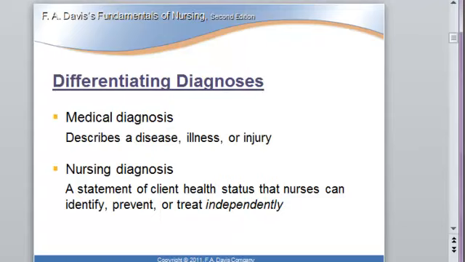Medical diagnosis is a whole lot more focused than a nursing diagnosis. You can have clients with the same medical diagnosis but different nursing diagnoses based on their response to illness, and that's important to always remember. A nursing diagnosis is a statement of the client's health status that nurses can identify, prevent, or treat independently of our physicians.